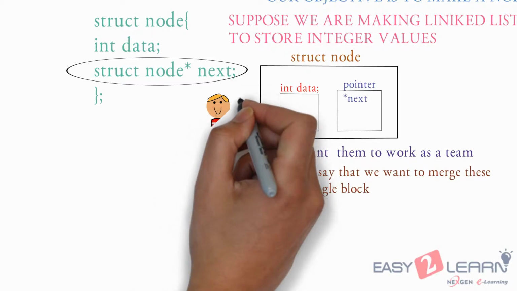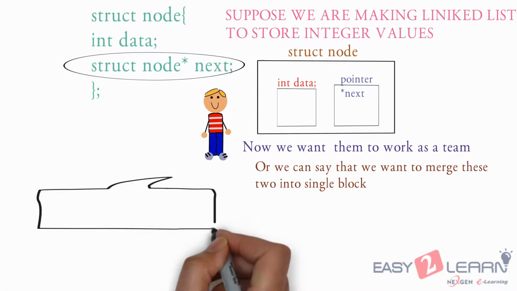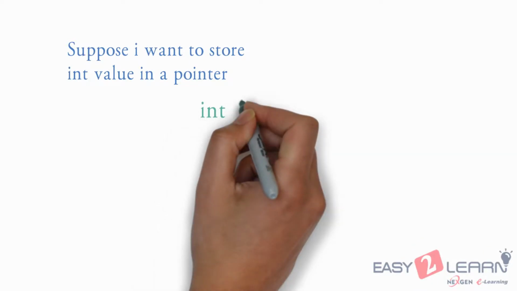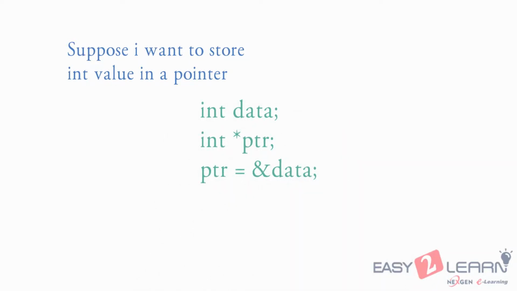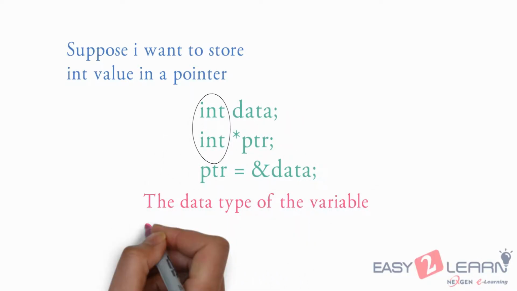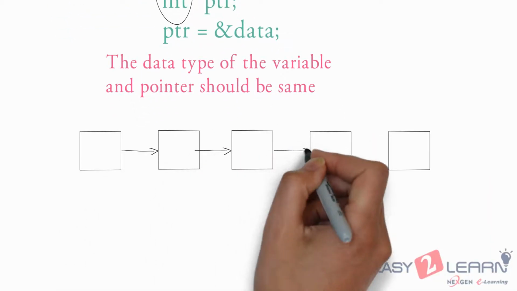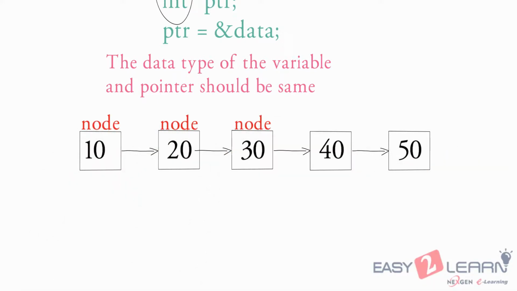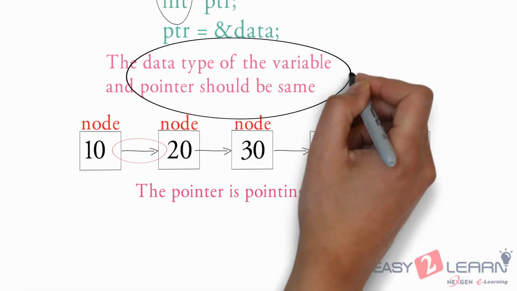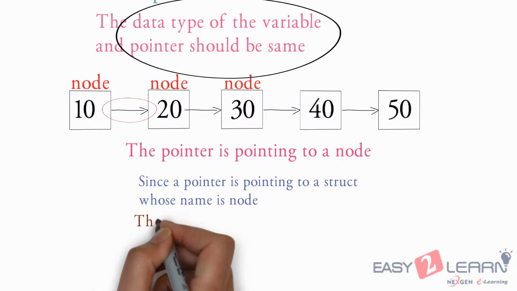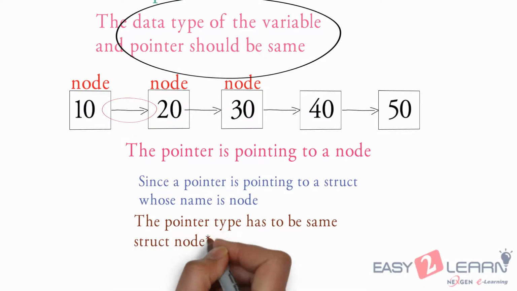Are you worried that you have never seen pointer like this before? Suppose I want to store integer value in a pointer, then I have to create an integer pointer, because the data type of the variable and pointer should be the same in order to avoid the compatibility problems. Observe here, we have a connector. The pointer is pointing to a node. Since the pointer is pointing to a struct whose name is node, the pointer type has to be the same.